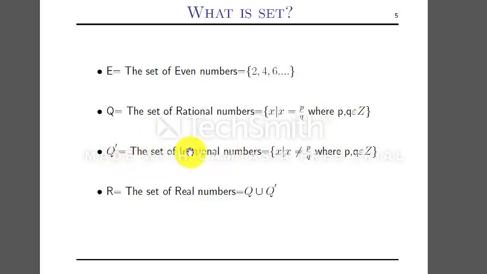Similarly, the set of irrational numbers is labeled by Q prime. It contains any number which cannot be expressed as a fraction where p and q are integers and q does not equal 0. Here as well, if q is equal to 0, then the number will be infinity, so q must not be equal to 0.